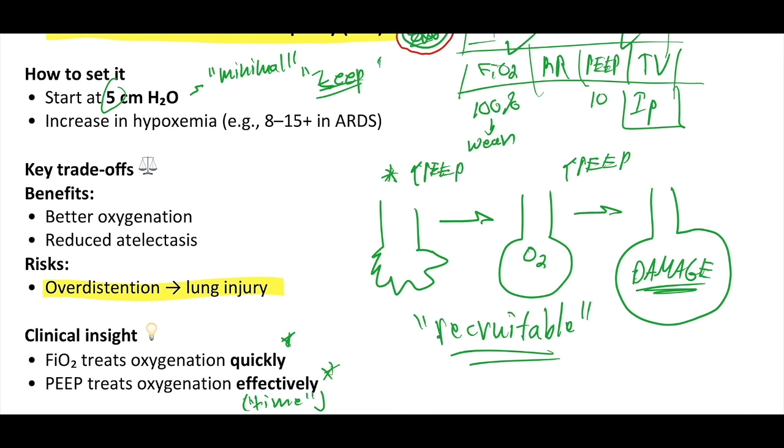So FiO2 titrations, you can do quicker. PEEP titrations, you certainly should do low and slow, right? Don't overdo it, because if you overdo it, you'll either lead to over distension, but it'll take an hour or two to realize it, and then you'll be way behind, or under distension, and the same thing, an hour or two to realize it, and then you'll be way behind.